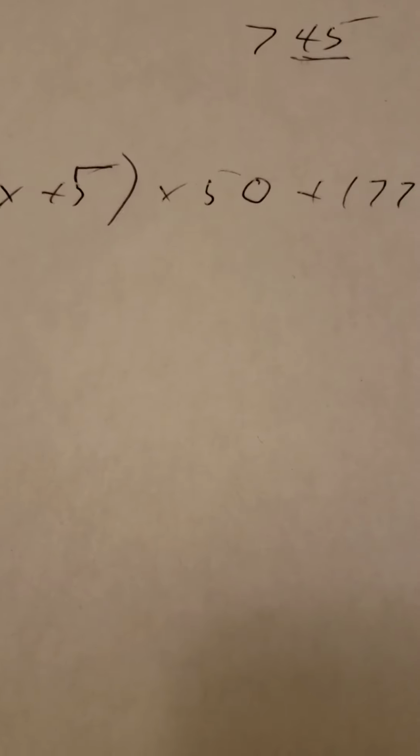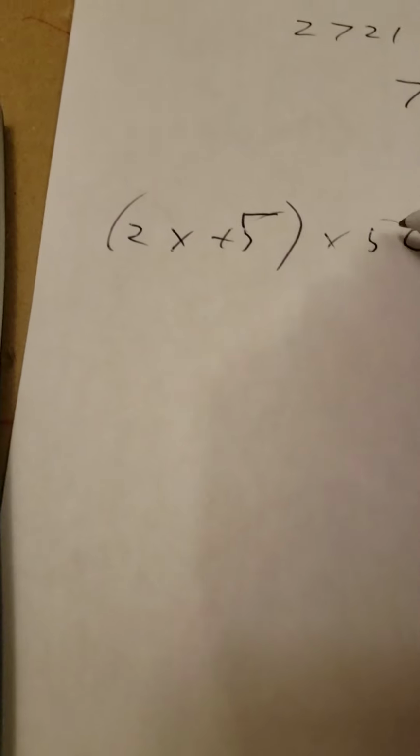2x plus 5 times 50 plus 1771 minus my year of birth. Well, to simplify this expression, normally I would want to use my order of operations. I'd want to use PEMDAS or BEMDAS, whatever you call it. But I can't because I don't know what this x is. But I can take this 50 and I can distribute that. I can multiply that times each term in the parentheses. That's called the distributive property. I'm allowed to do that.